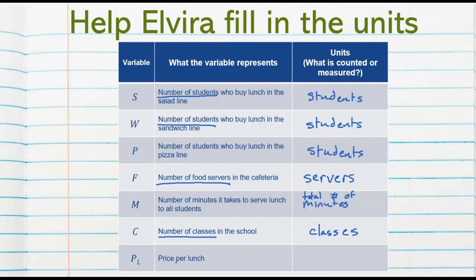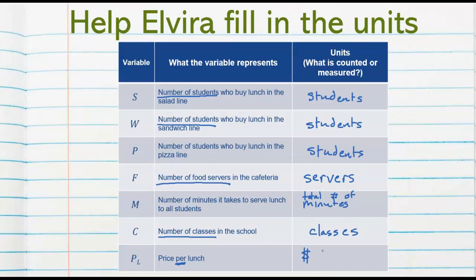And this final one, price per lunch. So this one's a combination of units, because you can see there's a per here. So there's going to be units and units. So first we have price. What is price measured in? In the United States, at least. What is price measured in? We buy things in dollars.